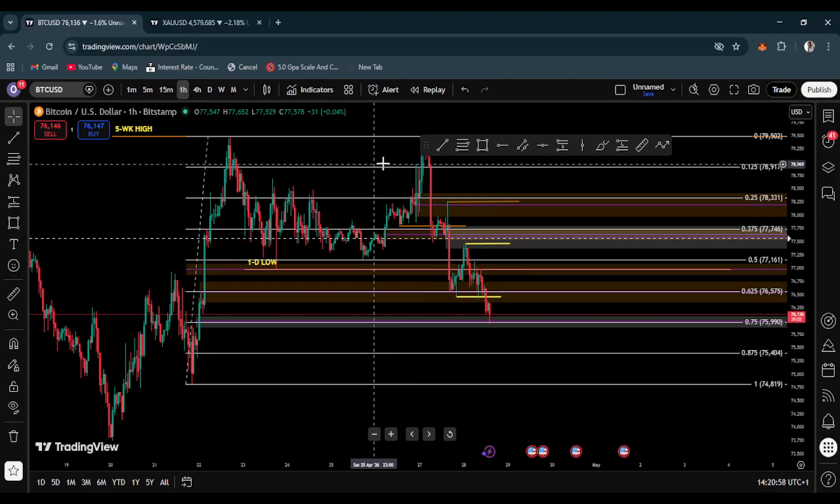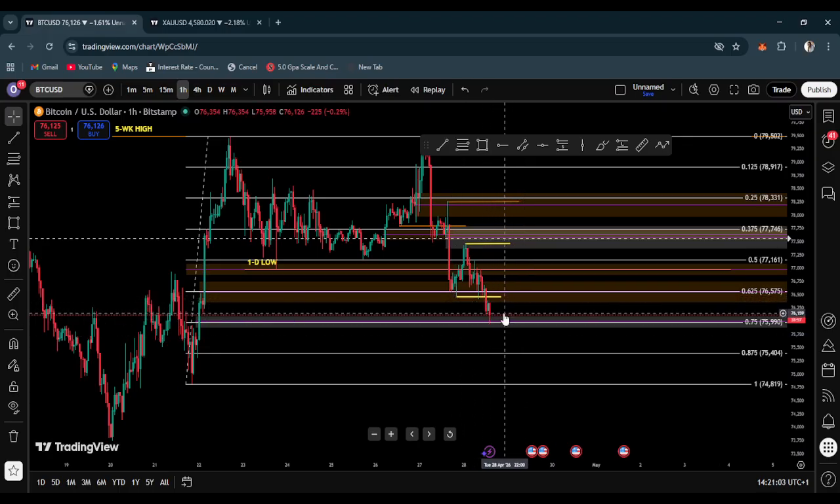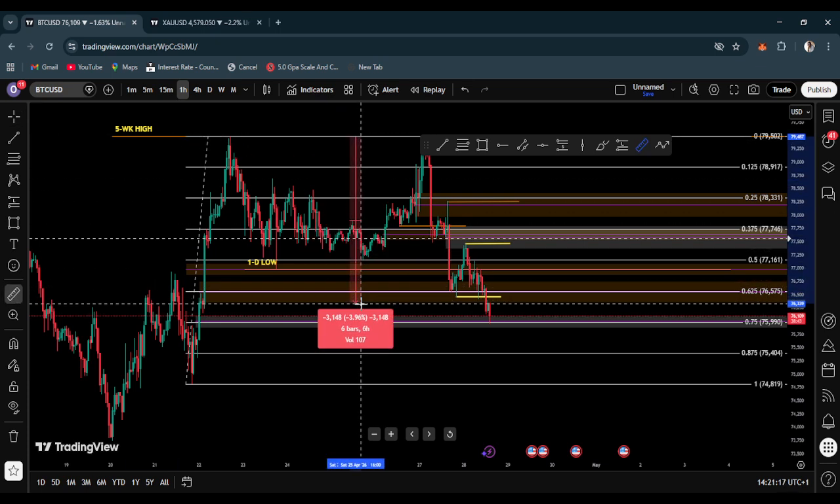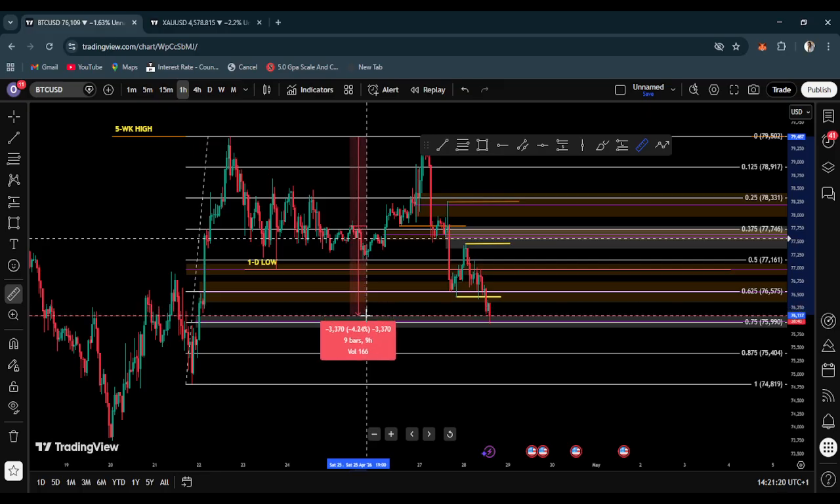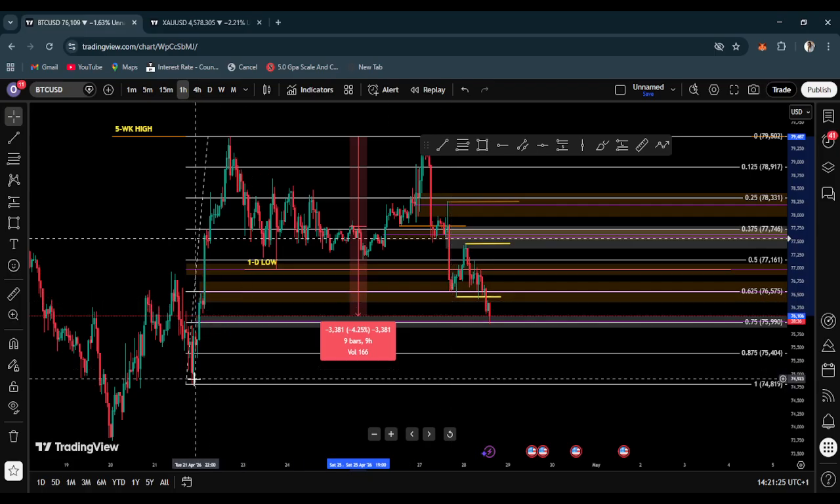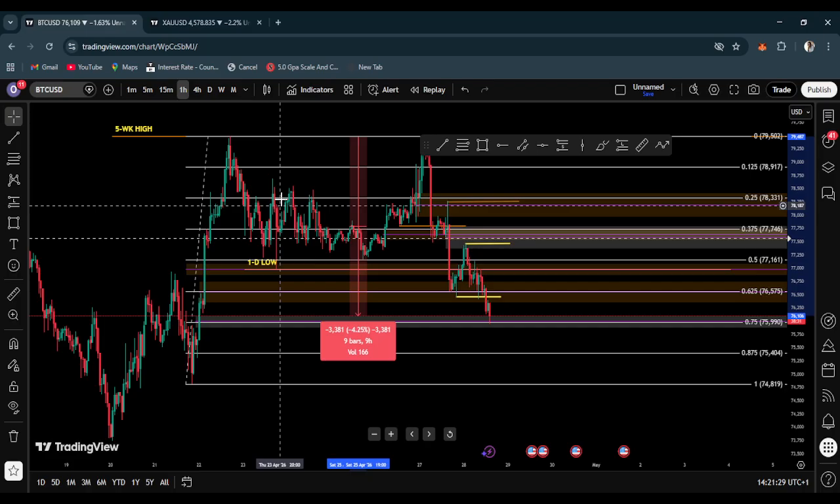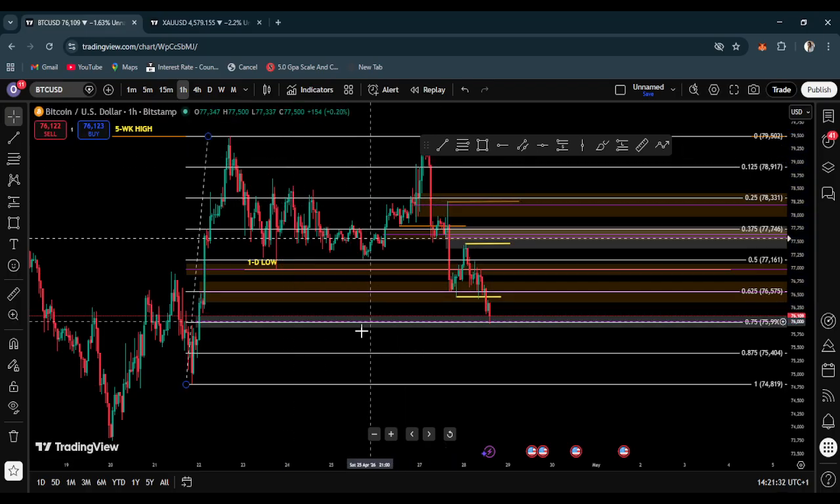So we've retraced quite a bit now. We are around the 75% of the retracement, right? From the overall extension of the last 5 weeks, Bitcoin had retraced about 75% of that extension, from this price up to this. If we claim all of this extension as 100%, we retraced by that amount.